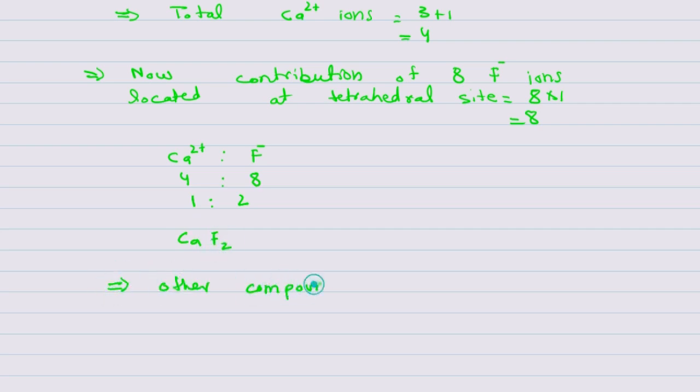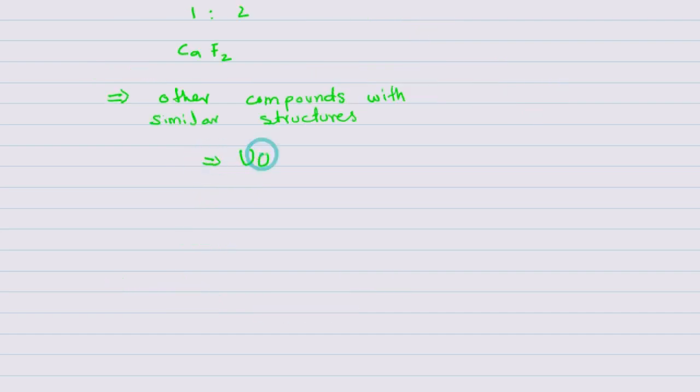So other compounds with similar structure are as follows. So we have uranium oxide, similarly barium fluoride, an intermetallic compound of gold and aluminium, similarly lead and magnesium, similarly we have zirconium oxide.